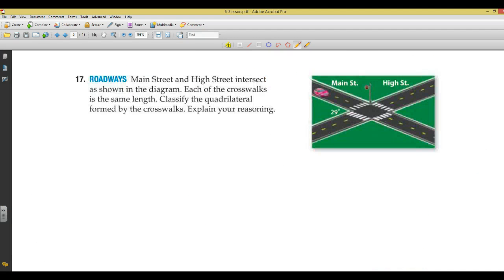For number 17, Main Street and High Street intersect as shown in the diagram. Each of the crosswalks is the same length. Classify the quadrilateral formed by the crosswalks and explain your reasoning. So if all four lengths of a quadrilateral are the same, then we have a rhombus. Since the crosswalks are the same length, the sides of the quadrilateral are congruent, therefore they form a rhombus.